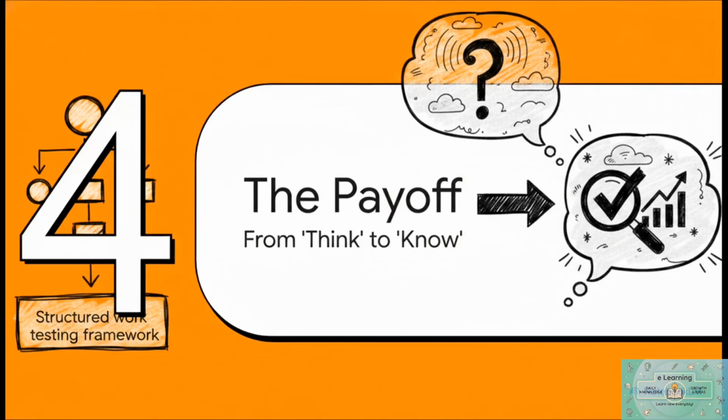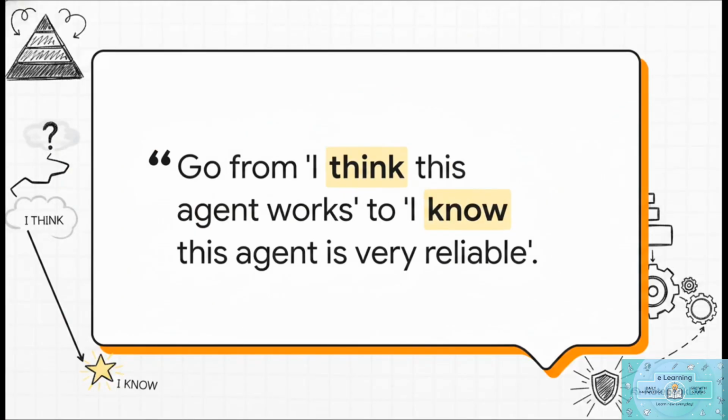So, after all this work, what's the ultimate payoff? What do we get out of it? It's about a fundamental shift in your confidence. It's what lets you move from just kind of guessing or hoping that your agent works to truly, deeply understanding its behavior. And this quote just says it all perfectly. By using this testing pyramid, by using these metrics, you can literally go from saying, I think this agent works, to saying, I know this agent is very reliable. And that knowledge, that certainty, is what lets you build and ship products with real confidence.